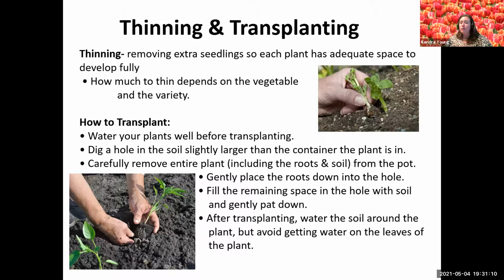So you set the roots down in the hole, fill the space up with the rest of the dirt, and gently pat it down. You don't want to compact it, because you want the roots to have the opportunity to move. After you transplant, your plant might be under some stress, so be sure to water it, and try not to get the water on the leaves because you don't want it to burn the plant. Water it and keep an eye on it until it gets well established in the ground.